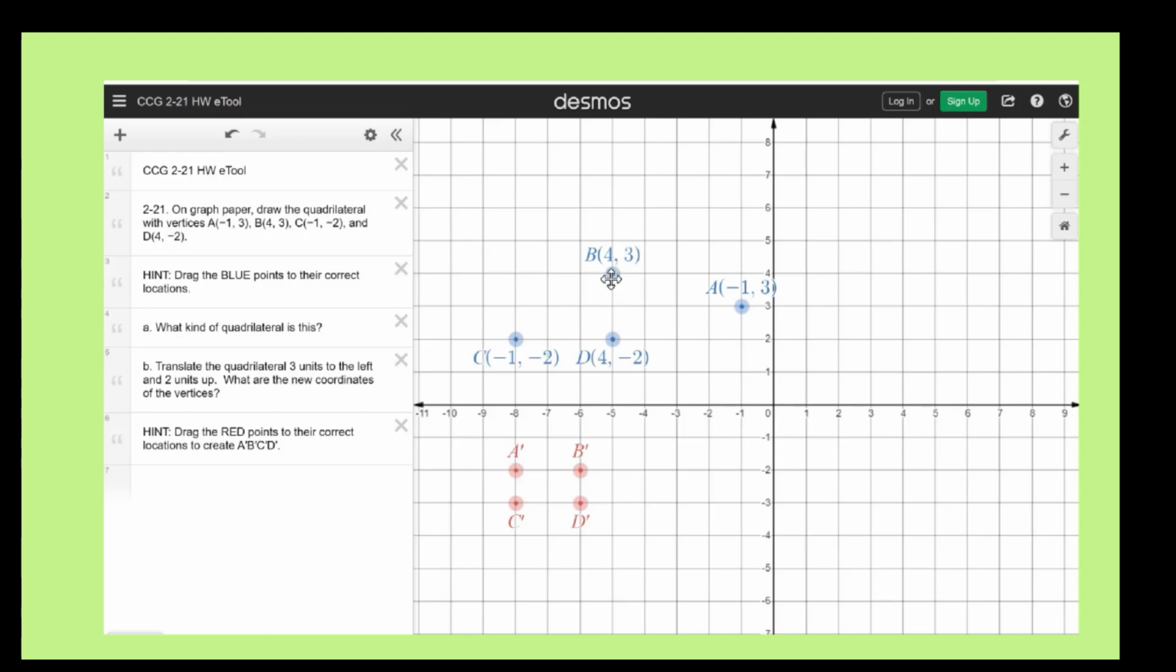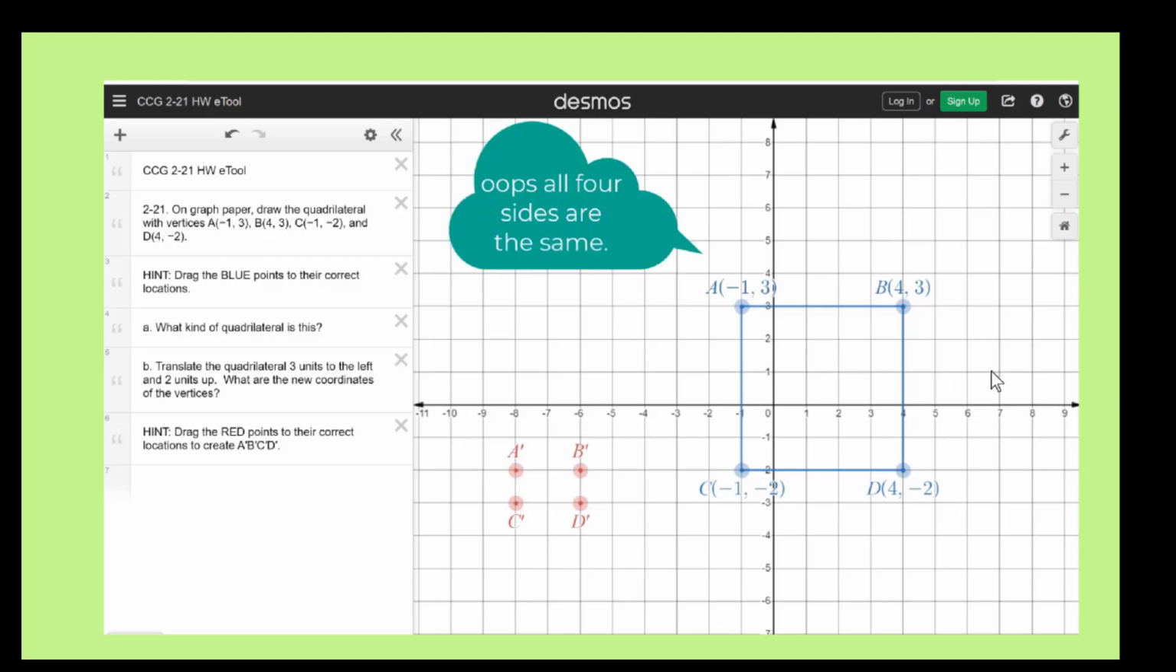So -1, 3. And by the way, these e-tools that they give you are pretty amazing and helpful, so use them when you have a chance. So there's 4, 3, and then it wants 4, -2, and it wants C, -1, -2. Okay, I'm looking at this, and right away I know it's a square. All 4 sides are the same. Everything's vertical and horizontal, so it's a square, okay?